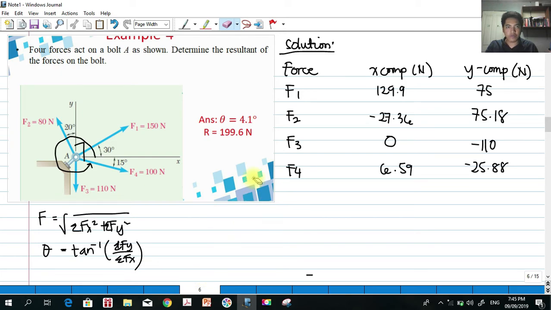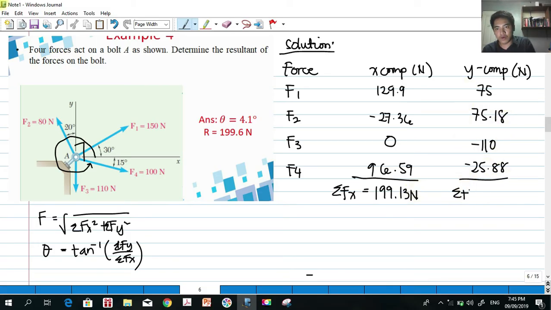As you can see here, we have already resolved all of the components. So we can get the summation now of the x components. If you add all of this, this should be 199.13 newtons, and the summation of Fy, of course taking into account the negative signs, should be 14.3 newtons.